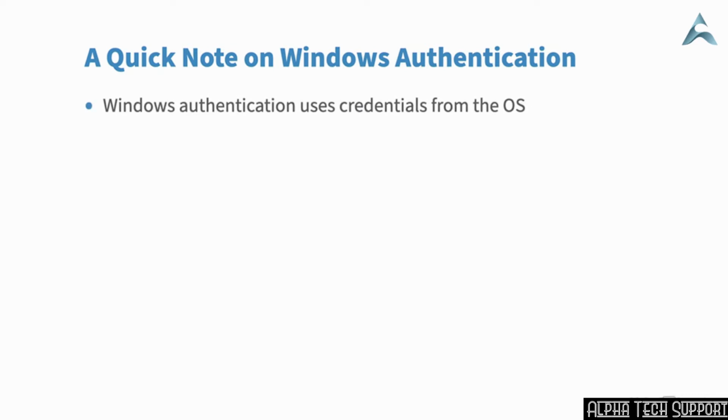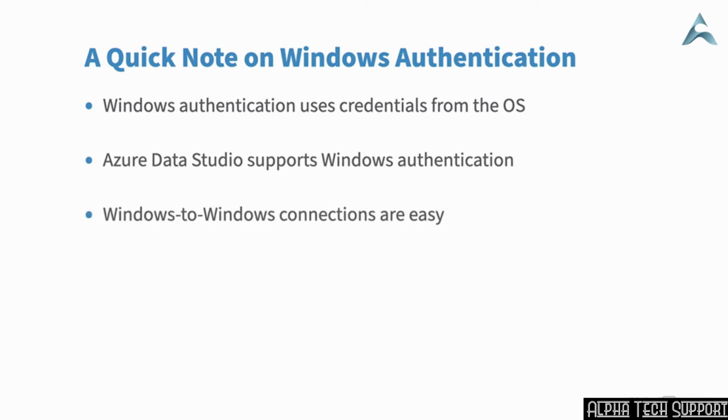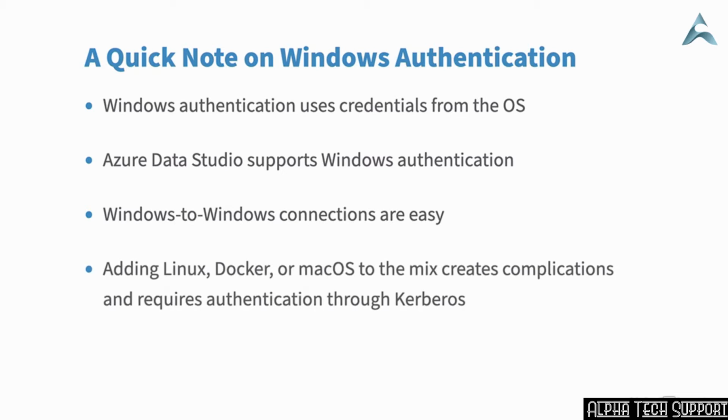Now at this point, you may be wondering about Windows authentication instead of SQL Server or username and password authentication. Windows authentication is a way of logging into a SQL Server instance using the credentials of the operating system's currently logged in user, so you don't even need to supply a username and password to gain access. Azure Data Studio does support Windows authentication, and if you're running Azure Data Studio on a Windows PC, and your SQL Server instance is also running on a Windows machine, then you can easily use the Windows authentication mode to log into the server.